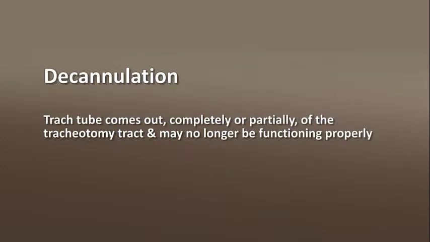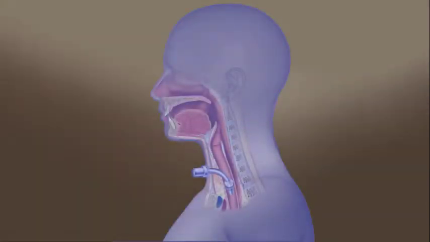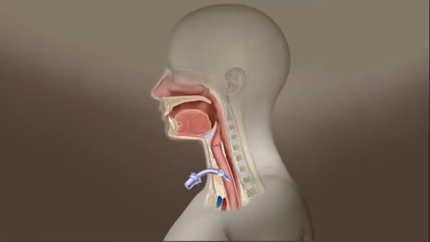Decannulation refers to the situation where the trach tube comes out of the tracheotomy tract and may no longer be functioning properly. If a patient depends on their trach as their airway, this can represent a medical emergency since the patient may not be able to breathe. In addition, the trach tube can also be partially out of the airway such that it actually blocks an airway that might otherwise be open.